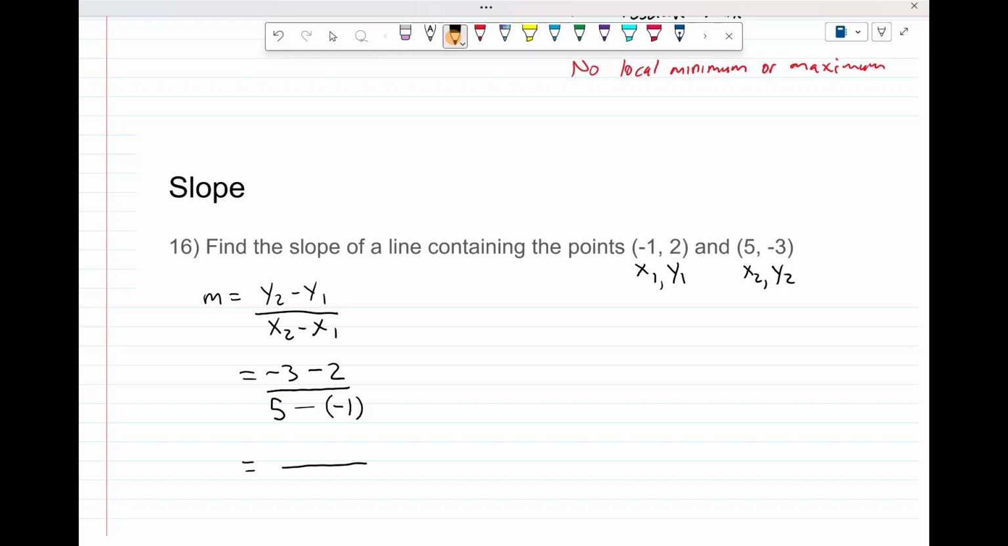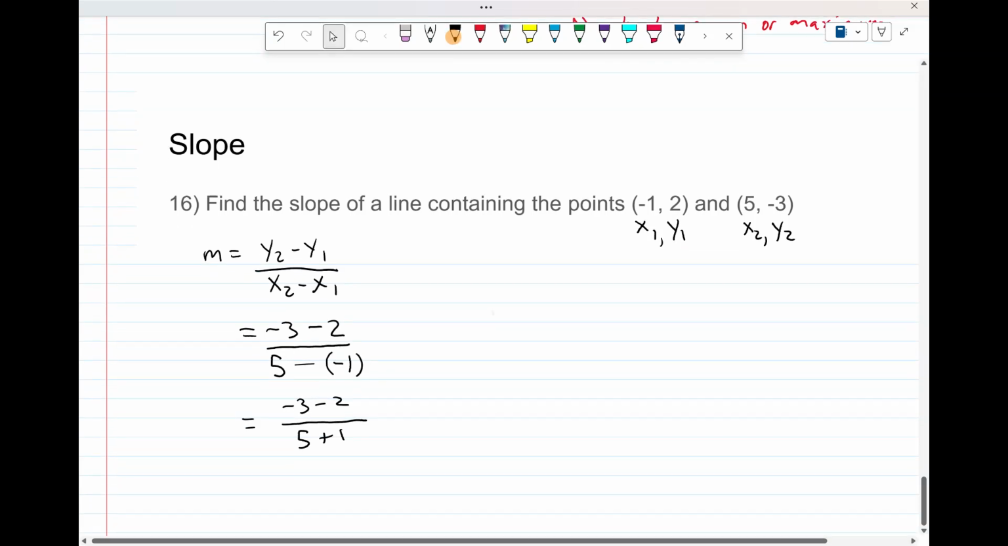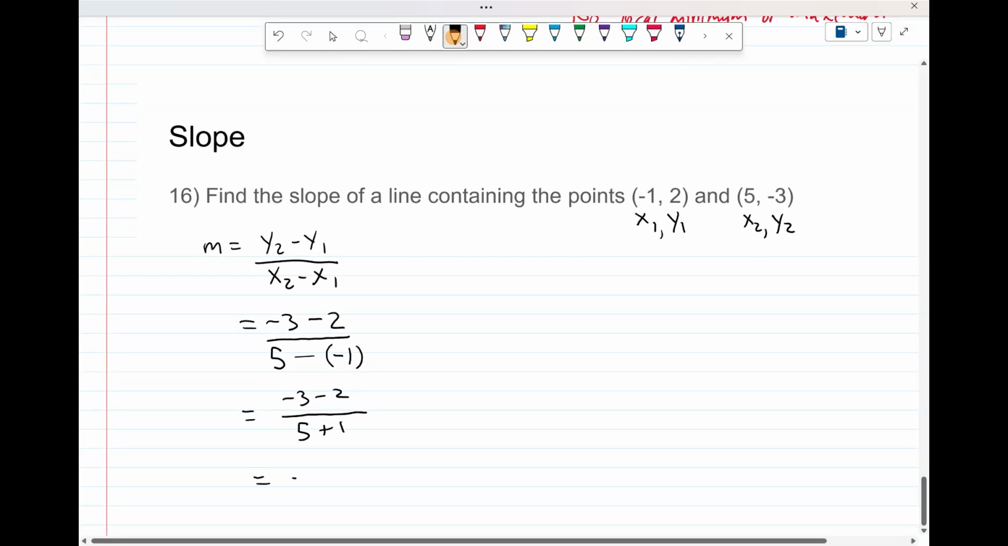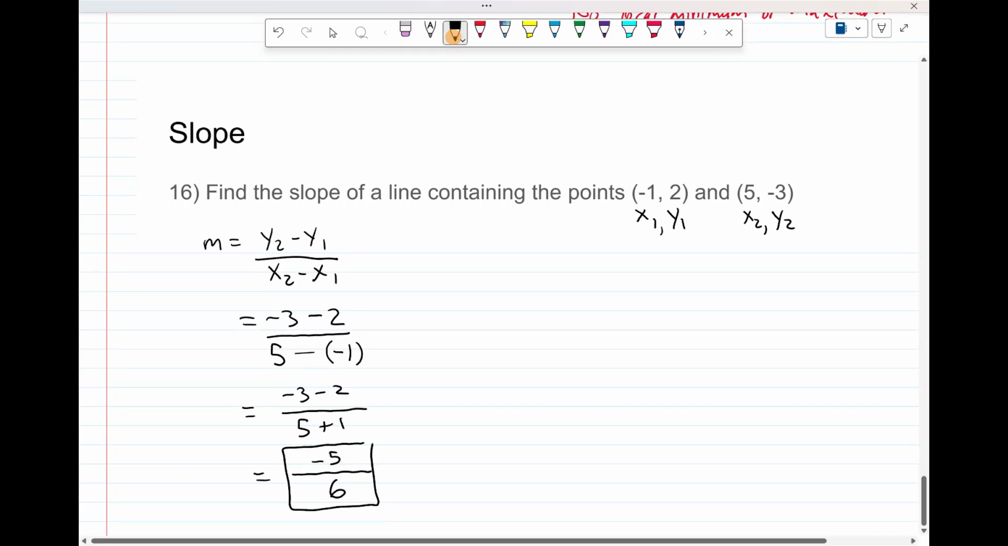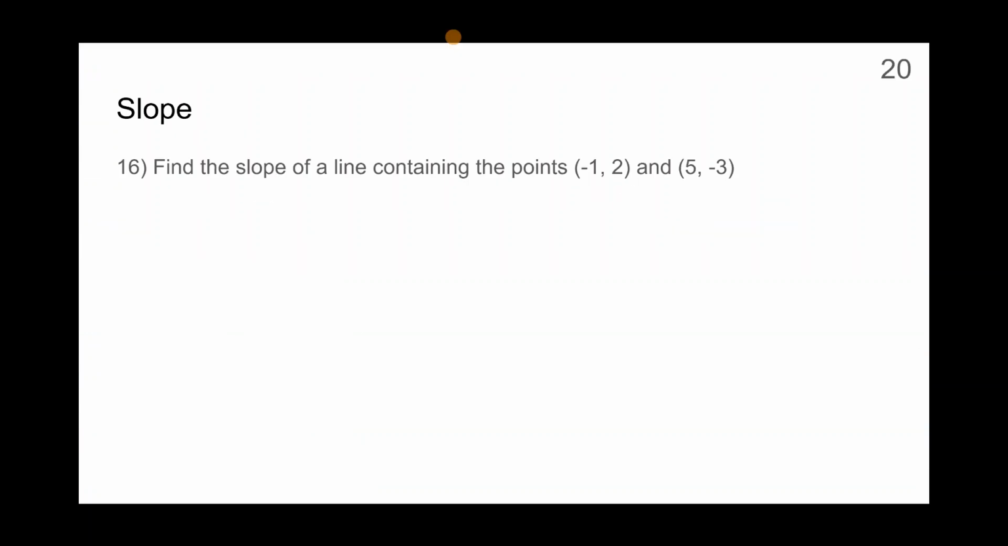Now, a double negative is really the same as adding. So 5 minus -1 is the same as 5 plus 1. And now we can just subtract on the top and add on the bottom, and we will get -5 over 6. And that is our slope. All right, so a little refresher of what slope is.